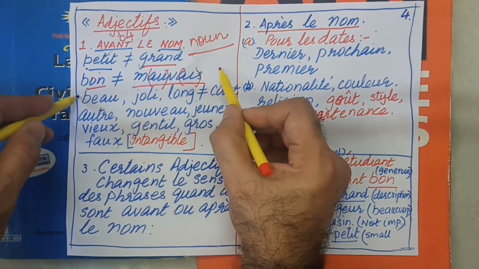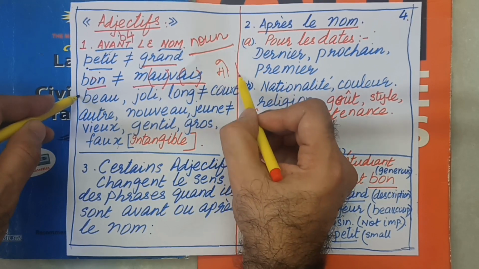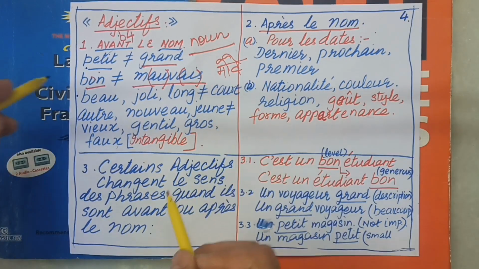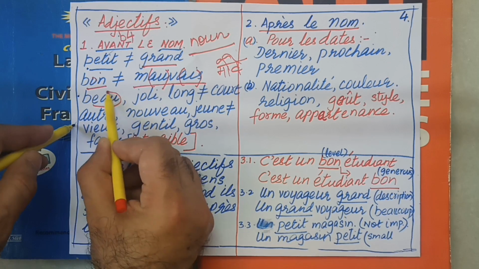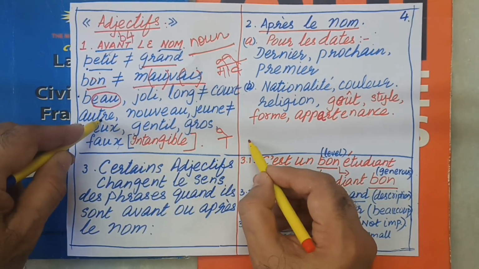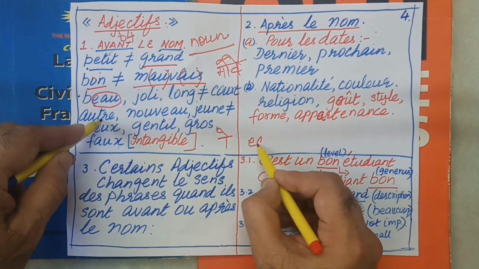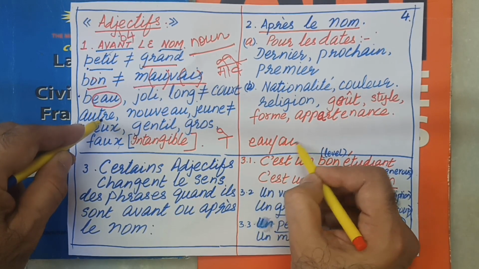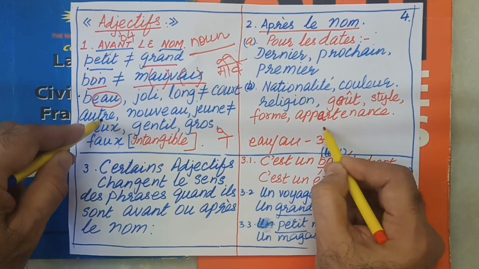So that becomes mauvais. Mauvais is bad. Now entire eau is pronounced as o. The rule is eau and au, they both are pronounced as o.